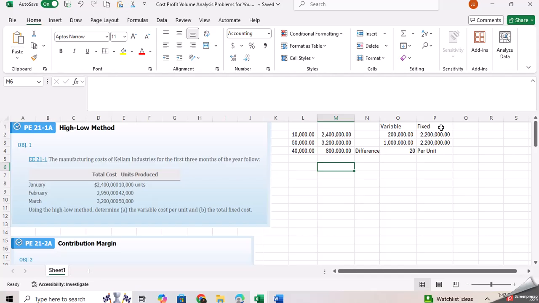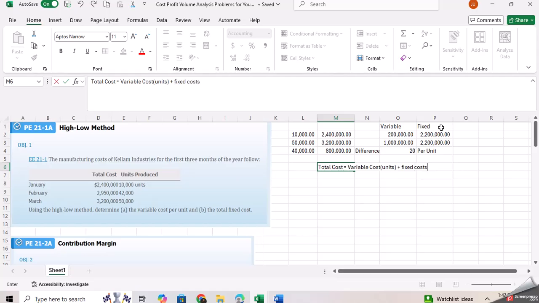So it's our total cost would be equal to our variable cost times our units plus our fixed costs. A lot of times that's abbreviated Y equals, but I'm not going to worry about that formula. So that's the formula in words. Total cost is our variable cost times our units plus our fixed costs.